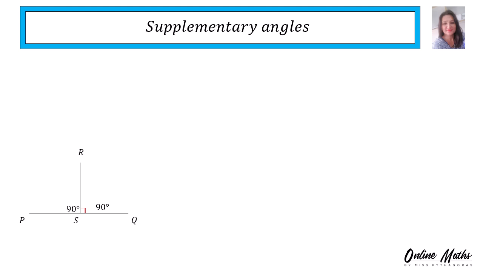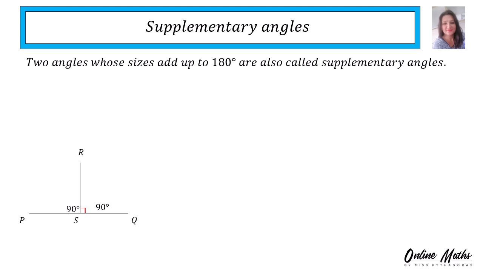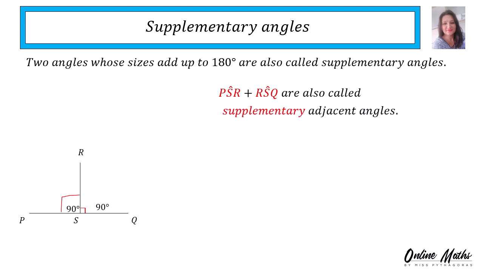There is also something we call supplementary angles. Two angles whose sizes add up to 180 degrees are called supplementary angles. Angle PSR plus angle RSQ are also called supplementary adjacent angles, since they share the same line, RS, and they share the same vertex there at S.